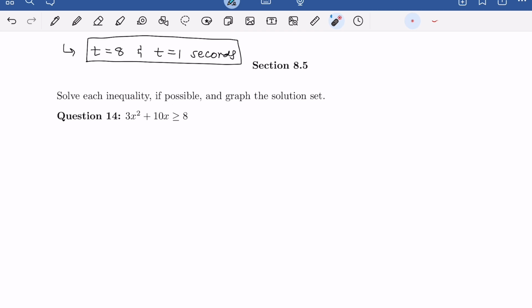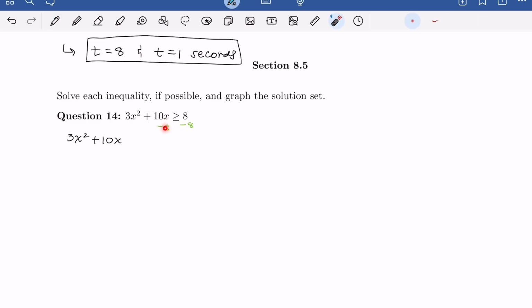Alright, so this brings us to section 8.5, and in this section we're going to be solving quadratic inequalities. And the idea here is to first write the given inequality as an equation and solve it, and those solutions are going to determine intervals on our number line. The first thing that we're going to do is write this as an equation and solve it. So we're going to subtract 8 on both sides so that we have a quadratic equation in standard form.